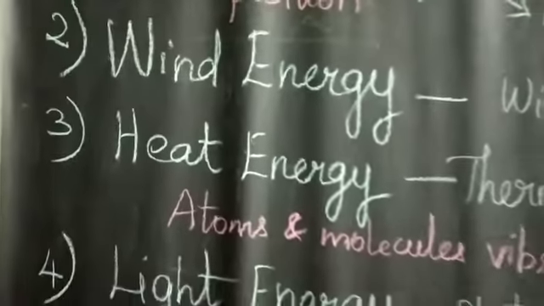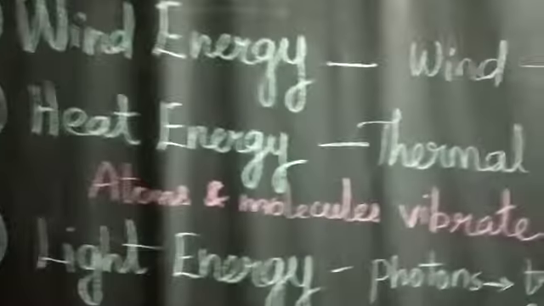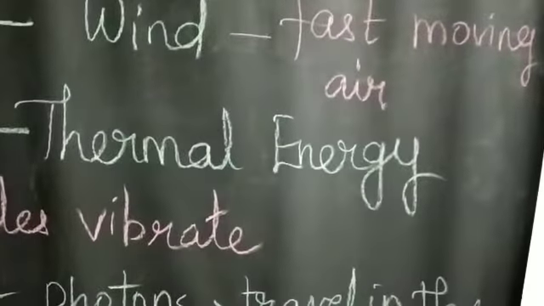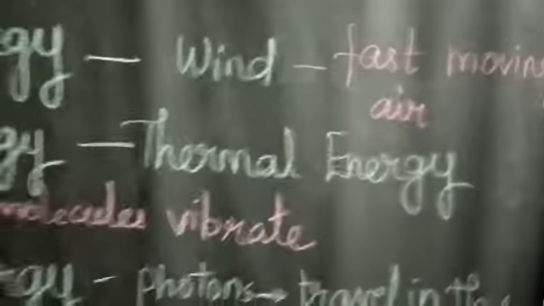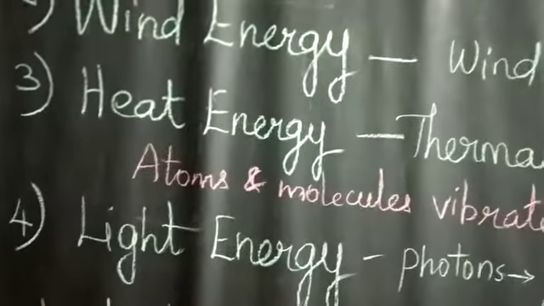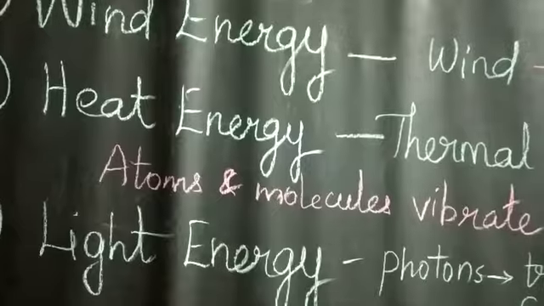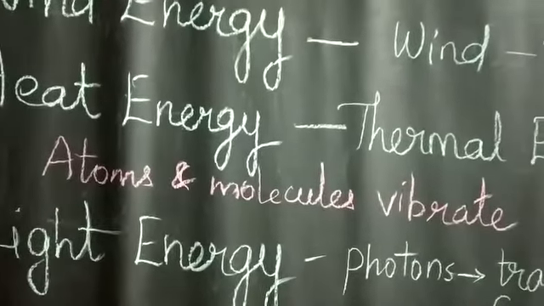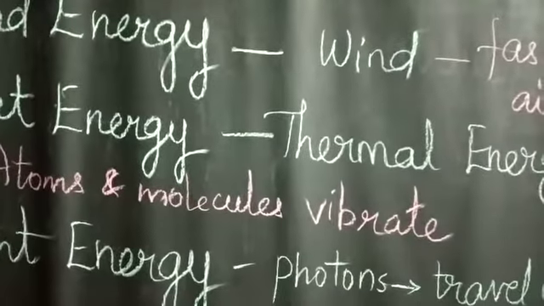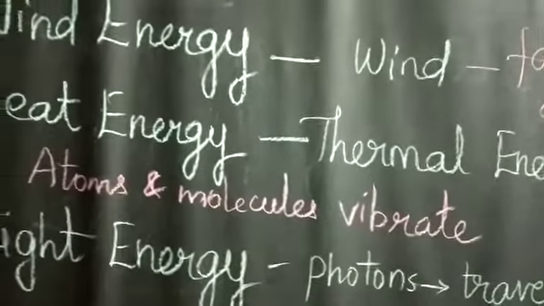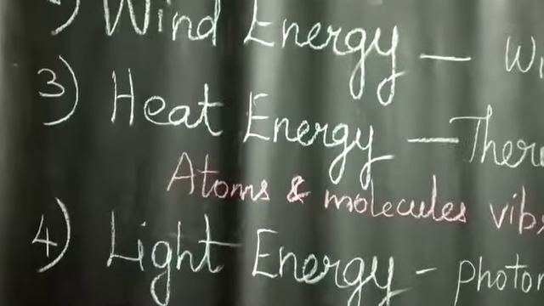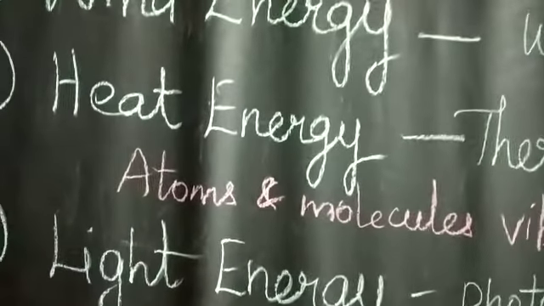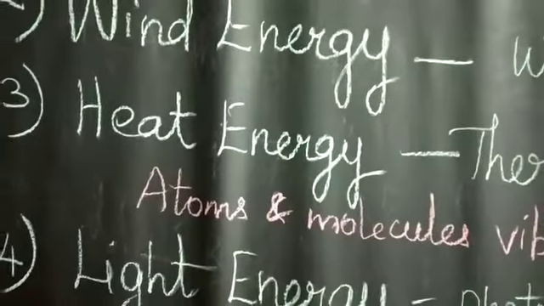Now next is heat energy. Heat energy is otherwise called thermal energy. Thermal energy happens when atoms and molecules inside an object vibrate because of the rise in temperature. So this is called heat energy. Heat energy is produced inside the object because of the rise in temperature, high temperature.